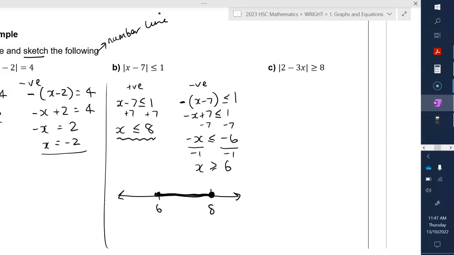Okay, if you need to pause the video at any time, please do that. I'm trying to shorten this video a little bit and go a little bit faster. So let's look at the positive and the negatives of this inequation here.